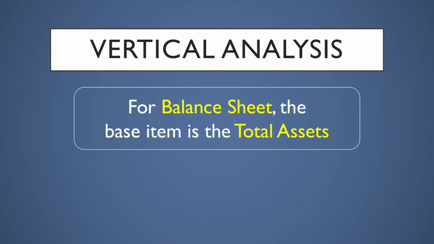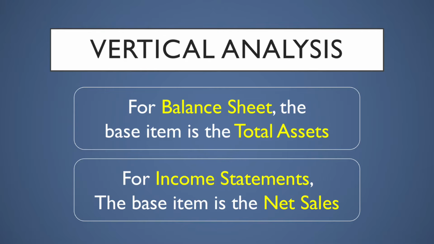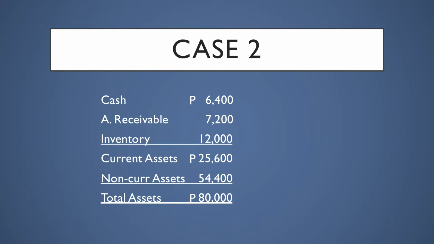Take note that when performing vertical analysis, there are general rules as to what the base item is. For the balance sheet, the base item is generally the total assets. For income statements, the base item is the net sales. So since balance sheet is what is given, our base item is the total assets. Let us refer back to our balance sheet. Now, since this is a balance sheet, our base item is total assets, 100%.